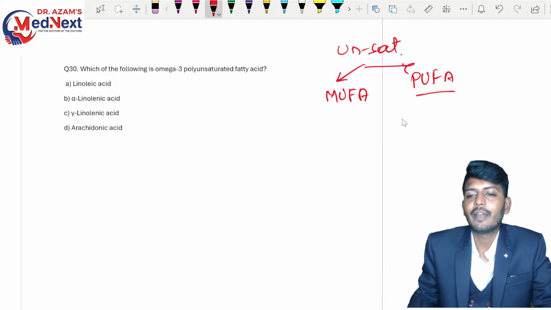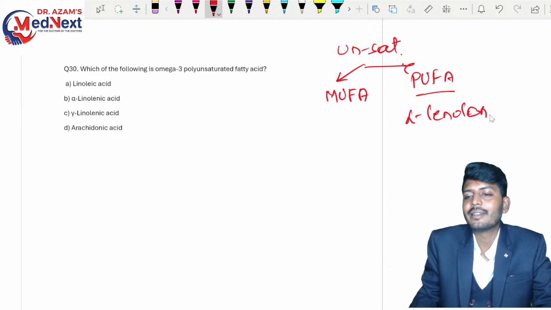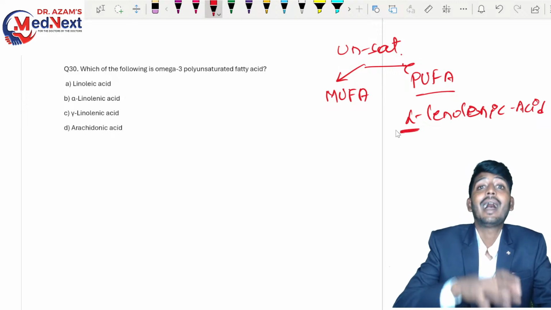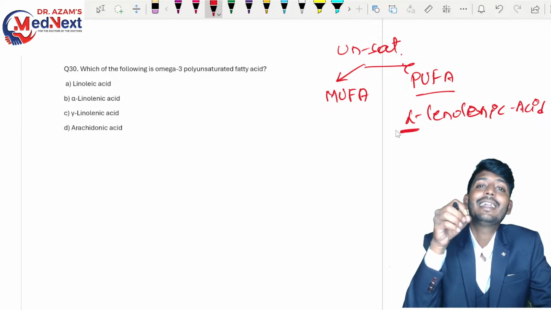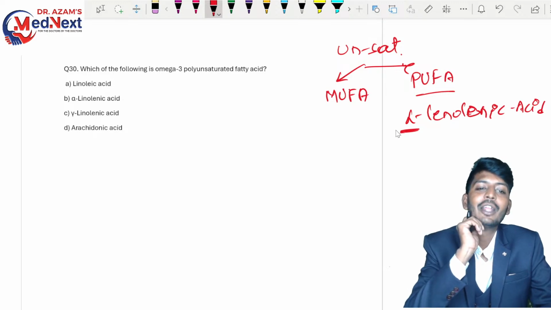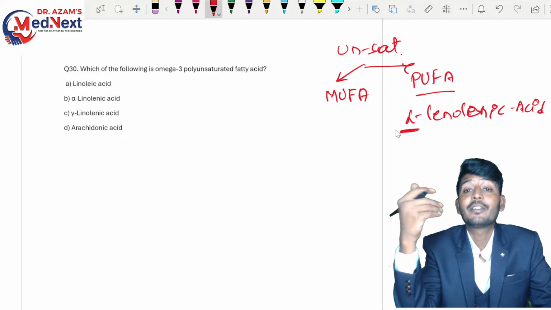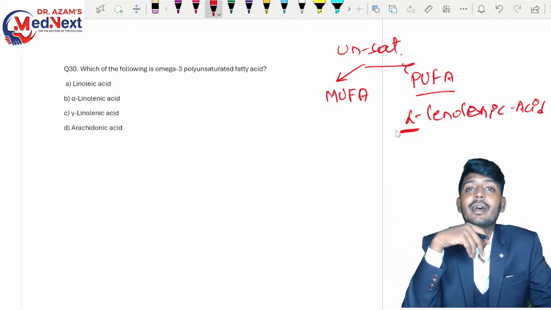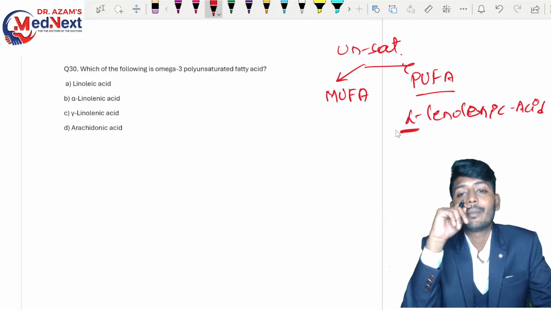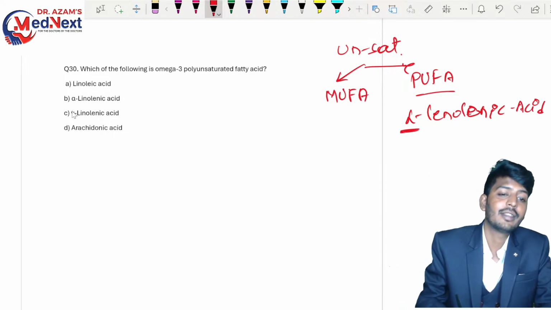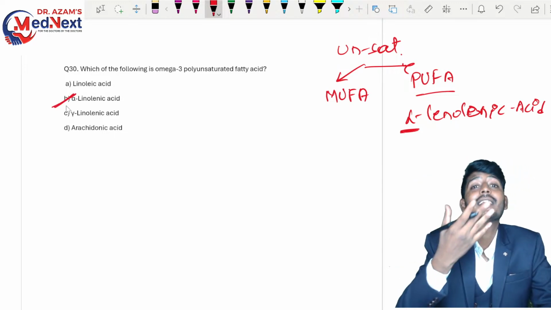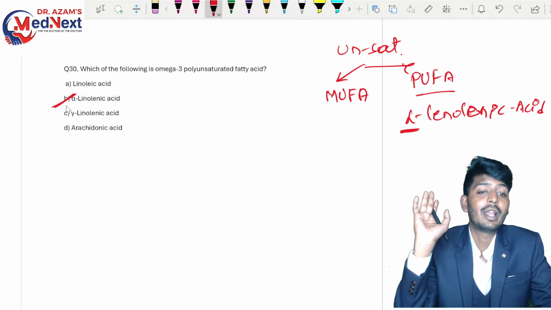Under PUFA, one of them is called alpha linolenic acid. Why was alpha written here? Actually, alpha is the first letter of the Greek alphabet, so that name was given. The first PUFA to get into this ideology was alpha linolenic acid. So the answer is alpha. There is no such thing called gamma linolenic acid.